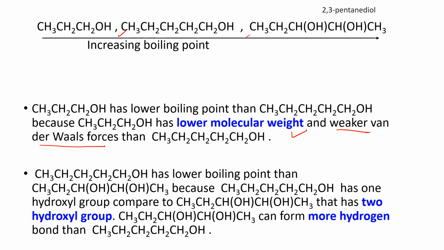Now how about 2,3-pentane-diol compared to 1-pentanol? 1-pentanol has a lower boiling point than 2,3-pentane-diol because it has one hydroxyl group, and 2,3-pentane-diol contains 2 hydroxyl groups. Meaning that 2,3-pentane-diol can form more hydrogen bonds compared to 1-pentanol.